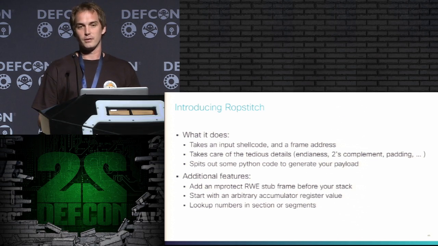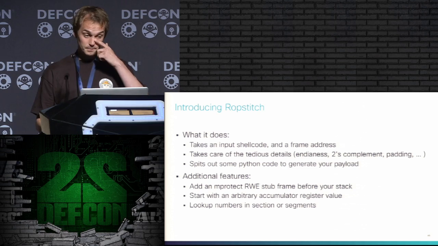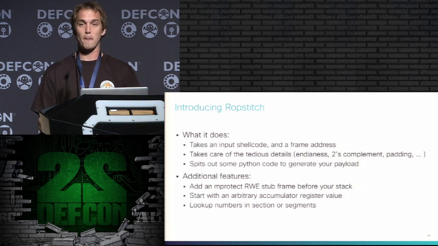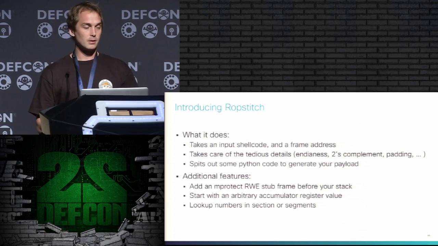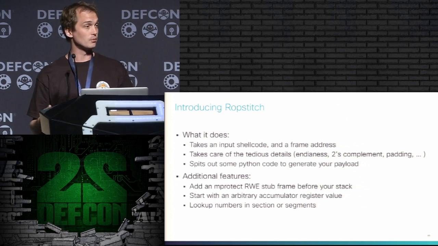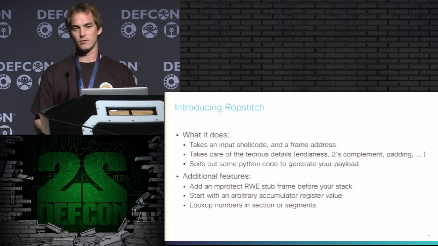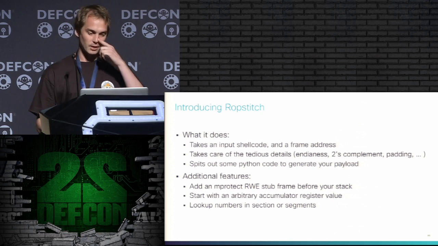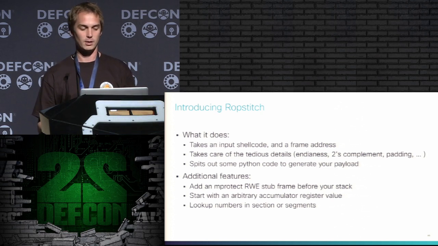where you just give it a shellcode and it will spit out some Python code to generate your payload exploit. So you give it an input shellcode, anything you want, and a frame address, where you want to copy your data to, which will generally be the data section. It takes care of all the boring details which make your life hell, so endianness, 2's complement, padding, blah, blah, blah. And it will spit out a bunch of Python code which generates your payload. If you're familiar with all the CTF tools, ROP gadget, all that stuff, it does something pretty similar to that.